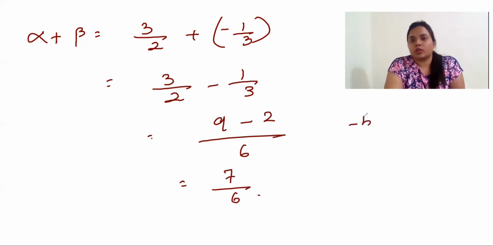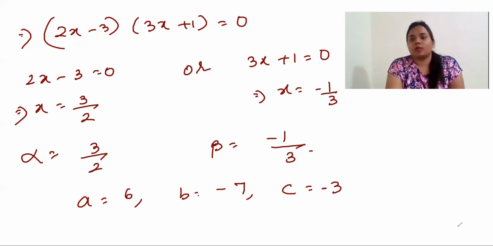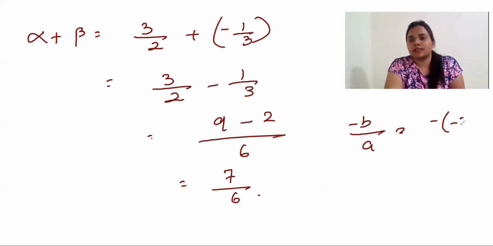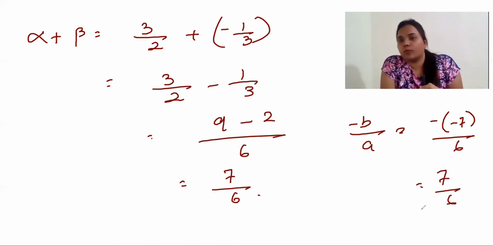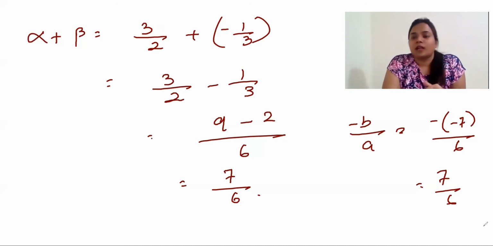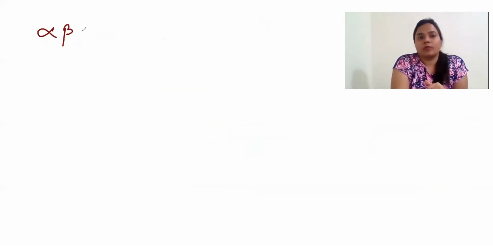Now let us check what is our minus b by a. That is minus of minus 7 upon 6. Yay, we got the answer. So this is equal to 7 by 6. We are getting alpha plus beta is equal to minus b by a. This is correct. Now let us check for alpha into beta also.